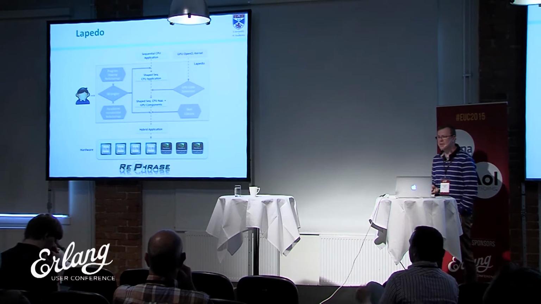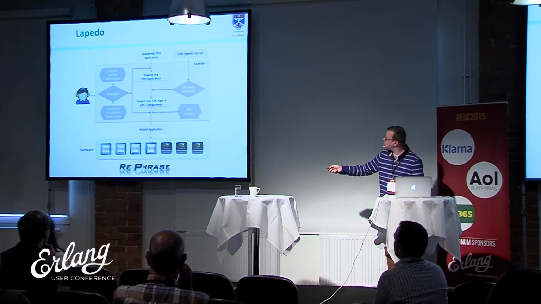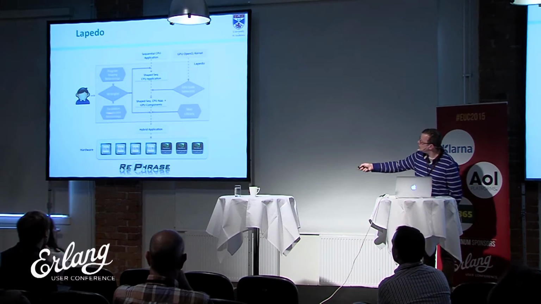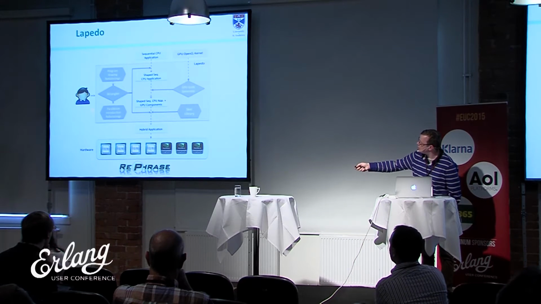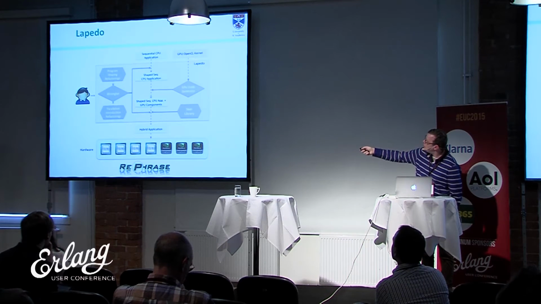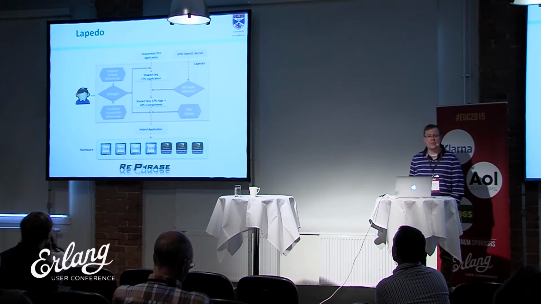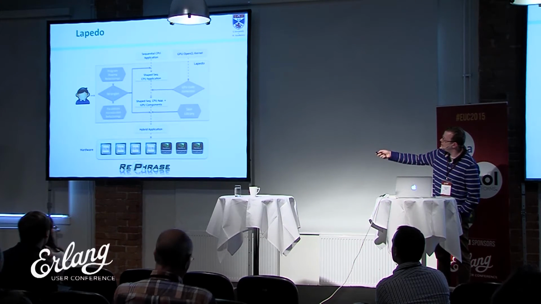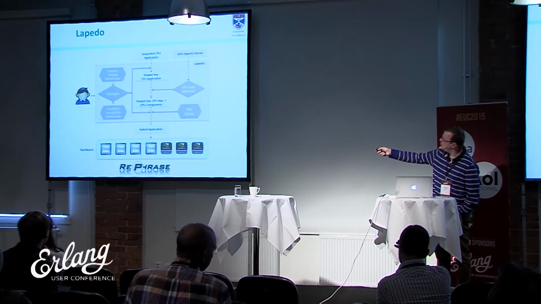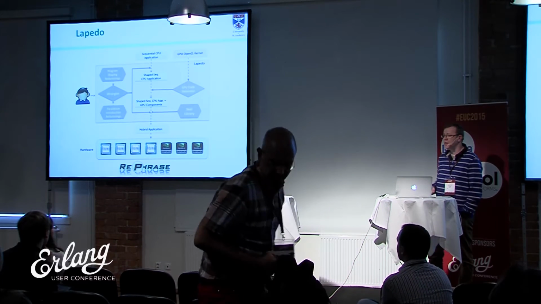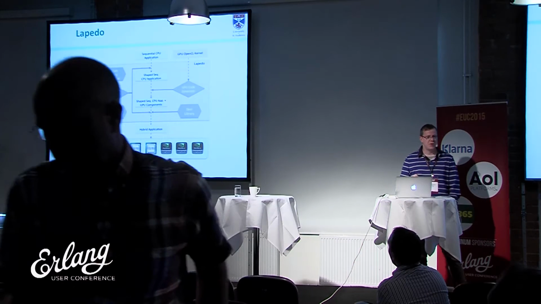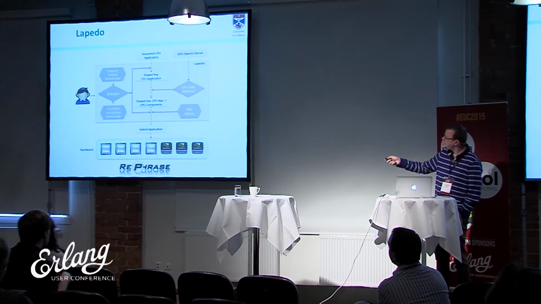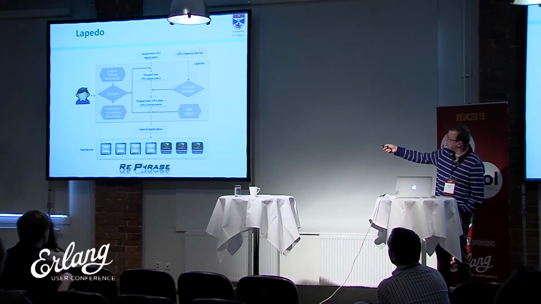So this is what Lapedo looks like. Here we've got a diagram with a user on the left-hand side. Up the top here, this is what the user has to provide to the framework. He provides his sequential Erlang application. And in the pink, he also has to provide a kernel. At the moment, he has to do this. So he provides an OpenCL kernel.